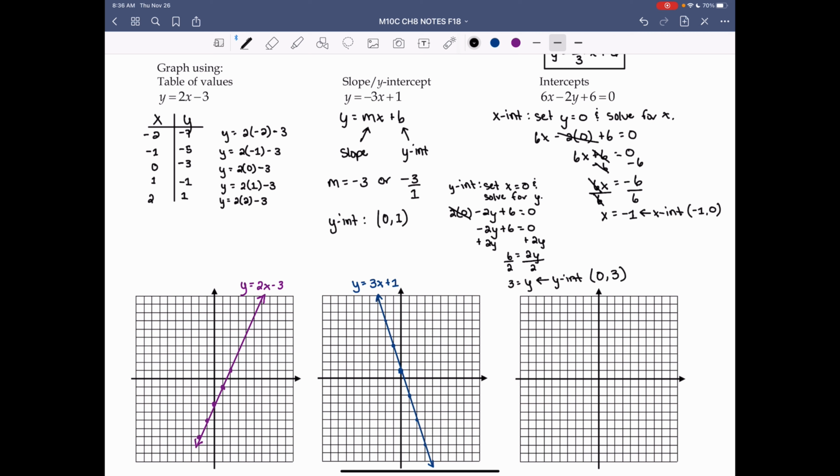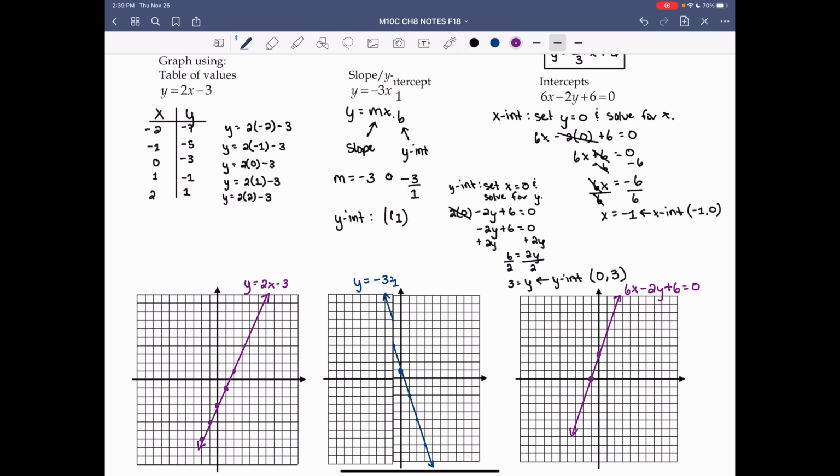Then I plot those 2 points. The x-intercept is negative 1, 0, which is here. The y-intercept is at 0, 3, which is there on the y-axis, and then I join those points together with a line. And that is my graph of 6x minus 2y plus 6 equals 0.